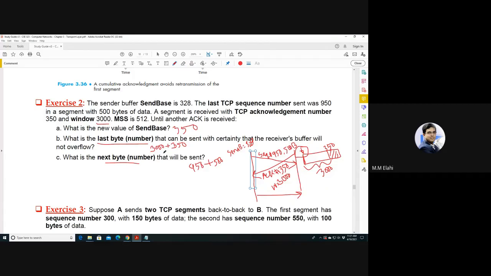Right? This is not acknowledgement. This is sequence number. See, this is sent by the sender, not the receiver. So the sender will send a segment with a sequence number, and the sequence number will be aligned with the previous segment, right? The previous segment started with 950, 500 bytes of data. So the next segment by the sender will be 950 plus 500. Simple. Because the sender is always sending in sequence. Got it. Clear?